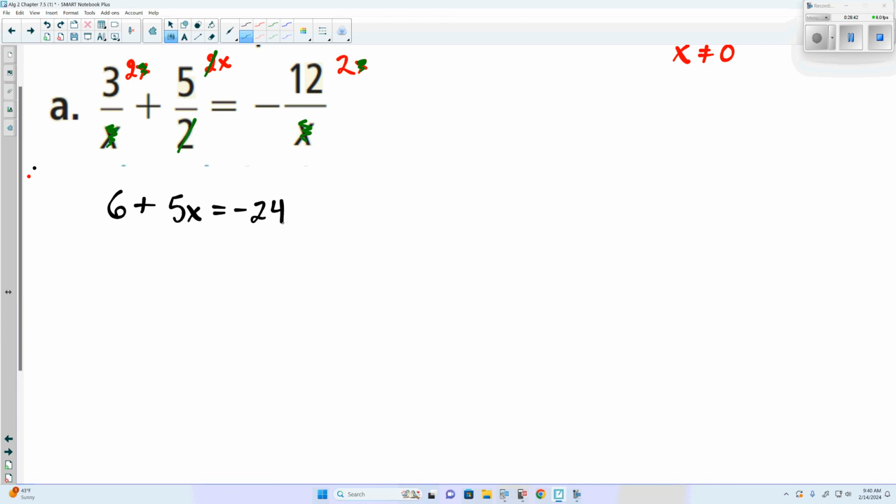Now if we wanted to, we could have rewritten this as 3 times 2x over x plus 5 times 2x over 2 is equal to negative 12 times 2x over x, because really that's what we're doing. We're multiplying each numerator by this amount. And here, again, the x over x would cancel. 2 over 2 would cancel. And lastly, x over x would cancel.